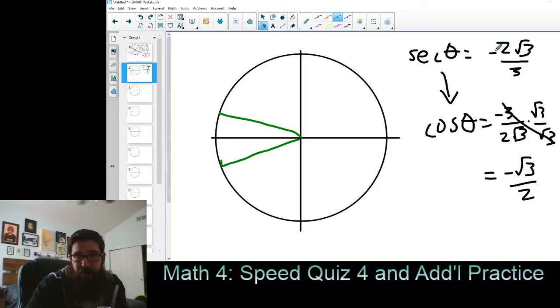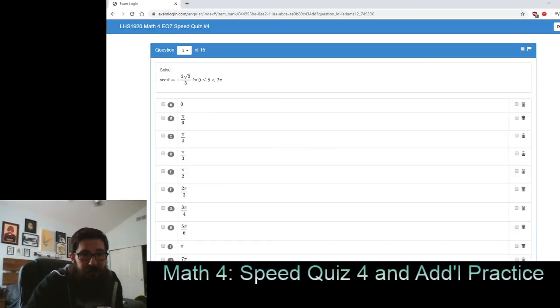When is secant of theta equal to negative 2 root 3 over 3? It's when cosine is a negative root 3 over 2. I like to turn them into this other form. If you know your reciprocal unit circle super well, great. This is probably the easiest test for you. I don't. Let's jump to 3.